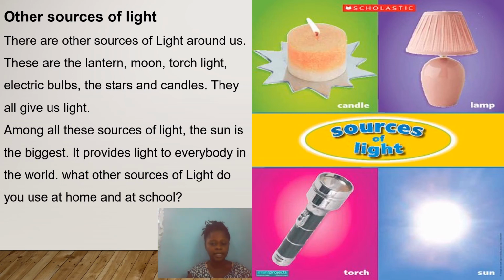During the night, you see that the moon comes out and shines, and you can see through the darkness of the night. So among all these sources of light, the sun is the biggest, and it provides light to everybody in the world. So what are some of the other sources that you know beside the ones I have mentioned and the ones in the images? What are the other sources of light you know?